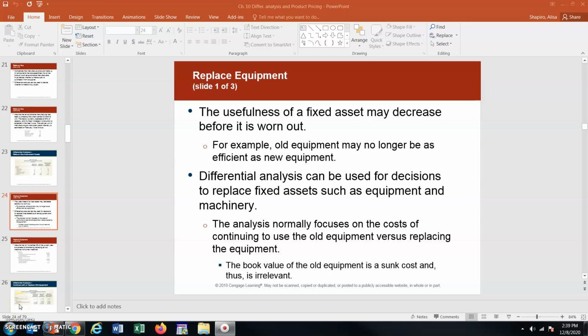Okay, so welcome back to our discussion in Chapter 10 of Differential Analysis. We're going to look at another scenario. I think we have two left that we'll discuss. The next one is replacing equipment. So this happens when you have a piece of machinery that you've been using for a while and you have to decide whether to continue using it or to invest in a brand new piece of machinery.